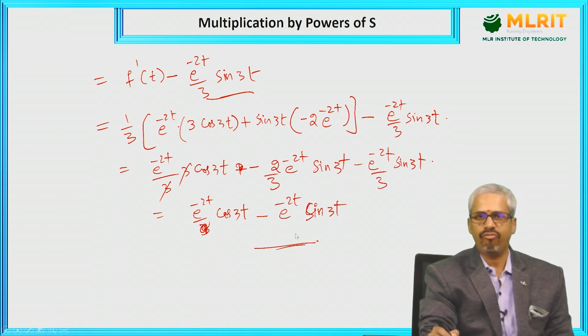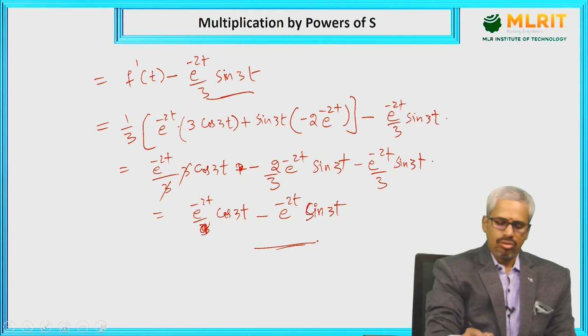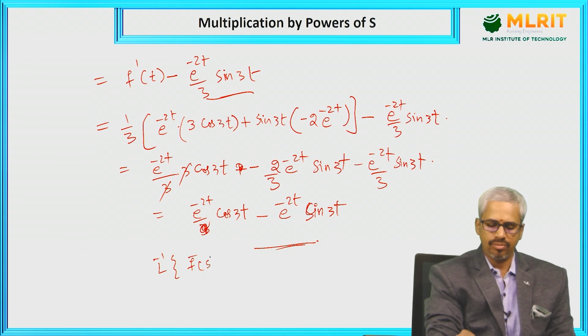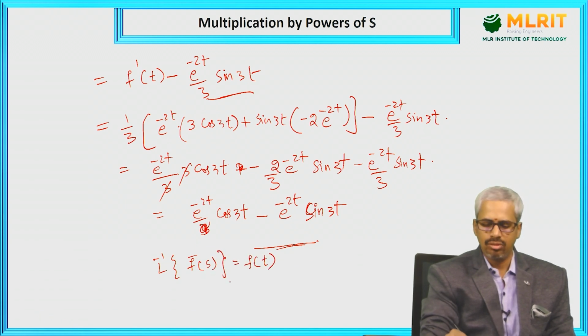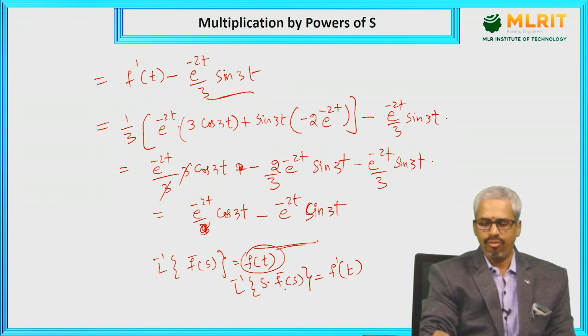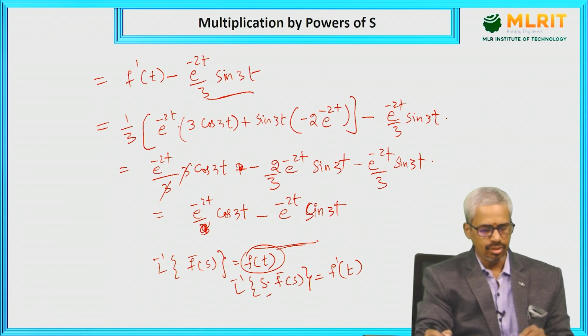So, this is how we find the inverse Laplace using multiplication by s. How have we done this? First find inverse Laplace of f bar of s, whatever function you get, f of t. So, the inverse Laplace of s into f bar of s is f dash of t. So, whatever function you get here, you just differentiate it. If you multiply with s square, you differentiate it twice, right.